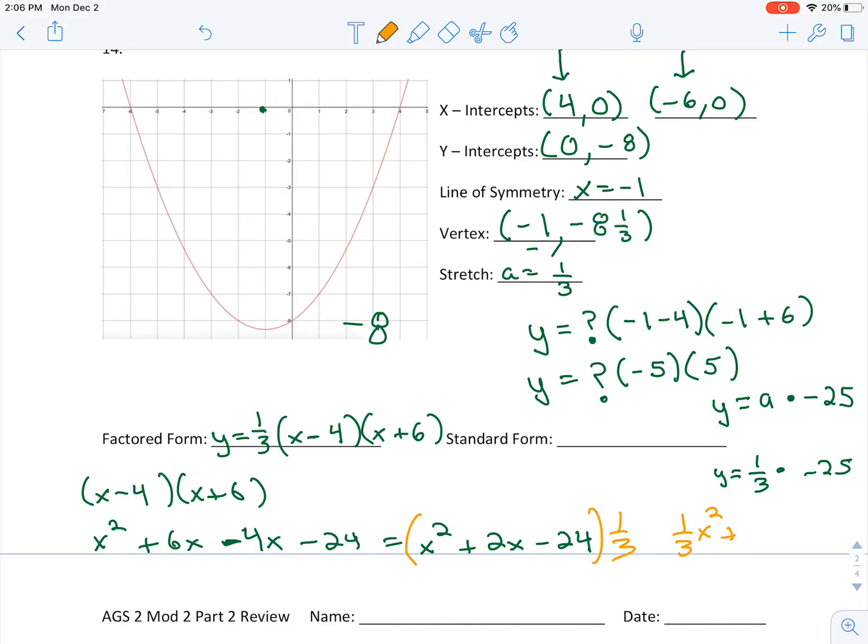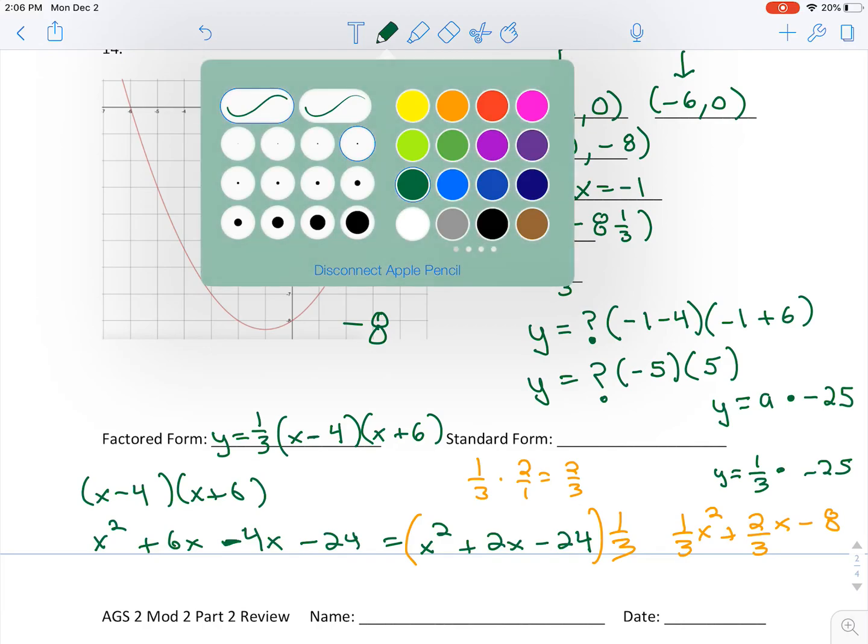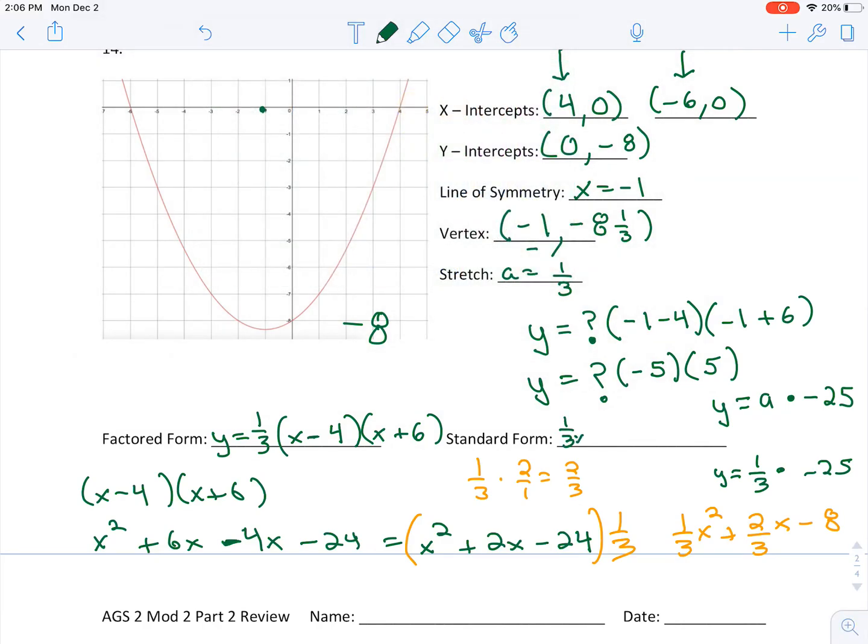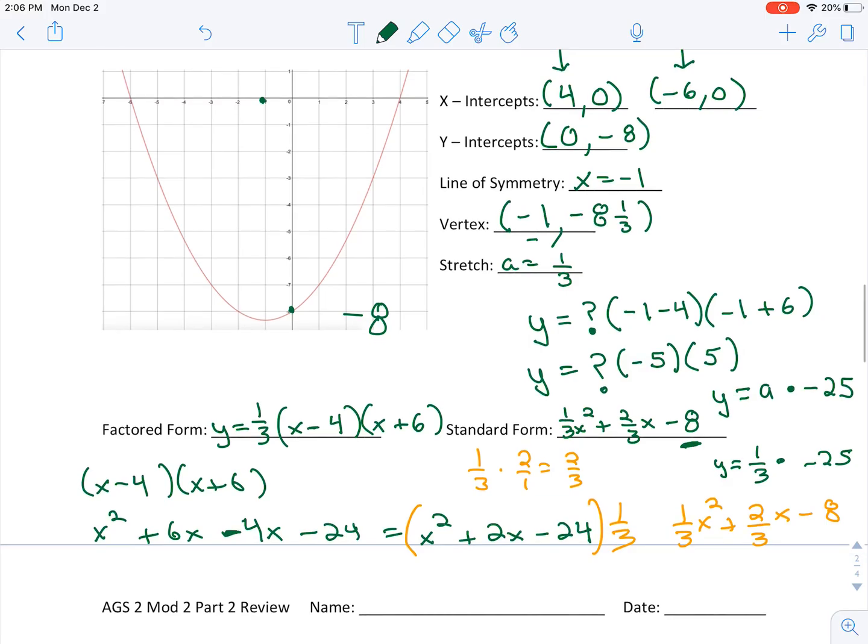And a third times 2 would be what? Well, 1/3 times 2 is 2/3. So that'd be 2/3 x, and then a third times negative 24 is negative 8. So that's actually my answer, which is 1/3 x squared plus 2/3 x take away 8. Now remember, C is the y-intercept. And I was thinking, wait, it's negative 8 1/3, but the y-intercept is negative 8. It's right. So that is how you do that one.